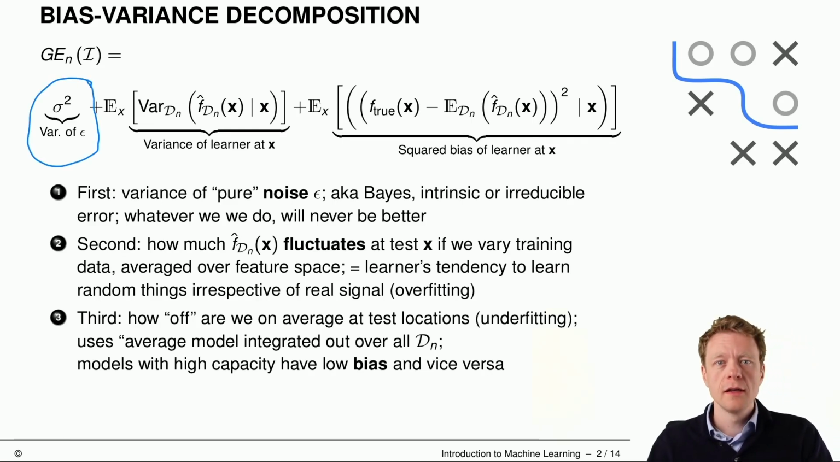The first component is just sigma squared. It's just the noise variance, the variance of the pure noise epsilon. We can also call this base error, intrinsic error, or irreducible error, and whatever we do, we will never be better than that. It means that no matter how good our training algorithm is, we can't reduce the inherent noise in the data. We can just try to make the best out of it, and we can try to reduce the other 2 components, but not this first component.